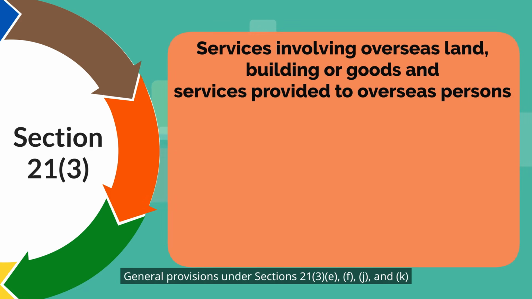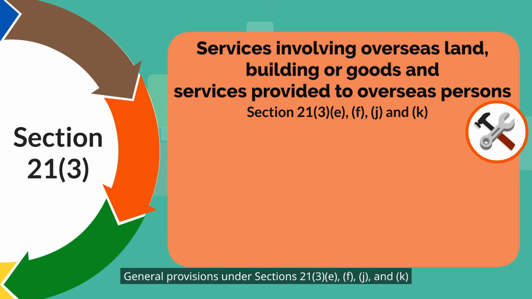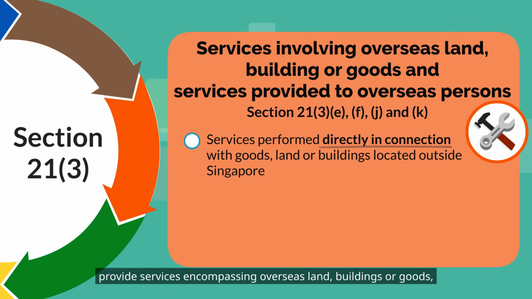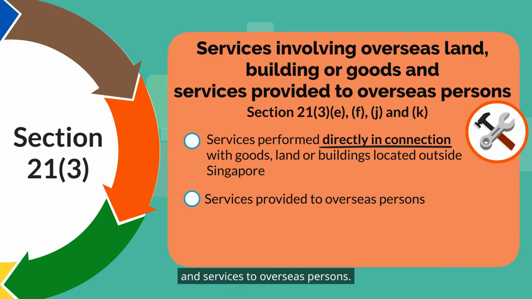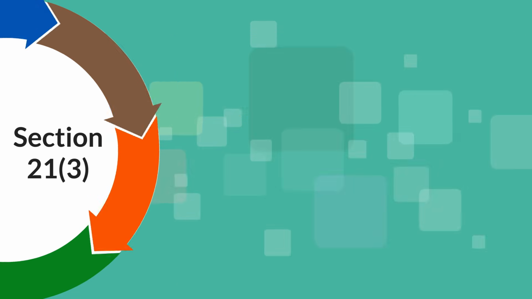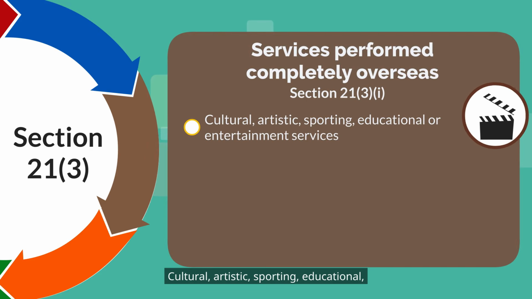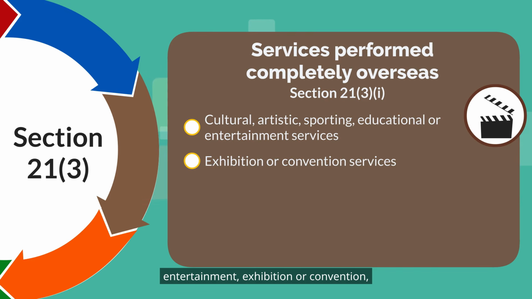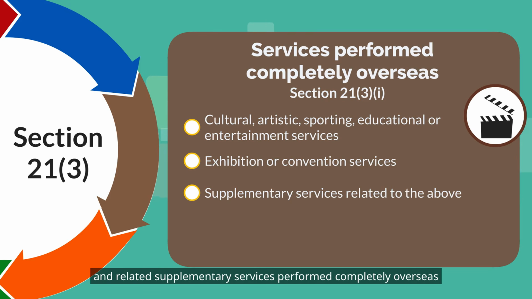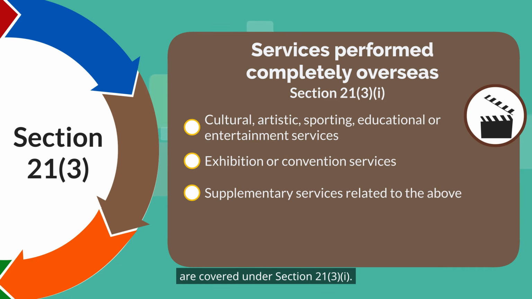General provisions under Sections 21(3)(e), (f), (j), and (k) apply to businesses across multiple industries that provide services encompassing overseas land, buildings, or goods, and services to overseas persons. Cultural, artistic, sporting, educational, entertainment, exhibition or convention, and related supplementary services performed completely overseas are covered under Section 21(3)(i).